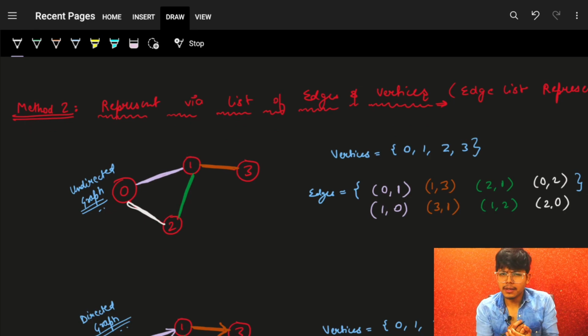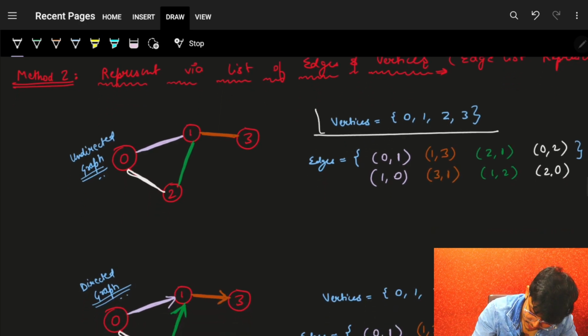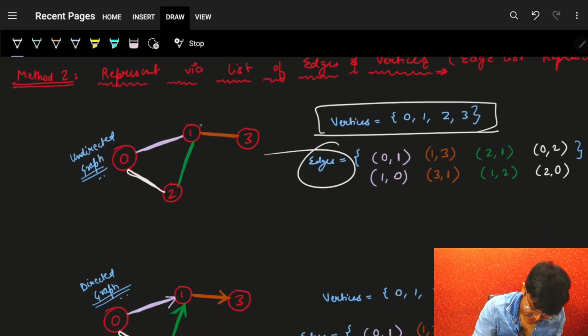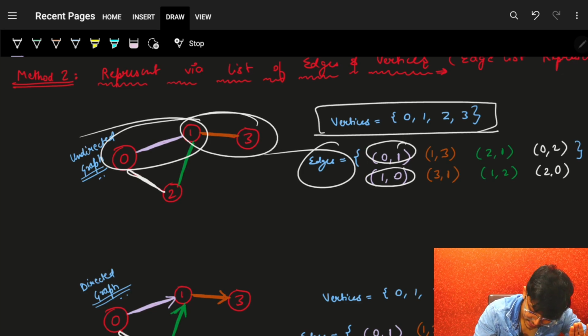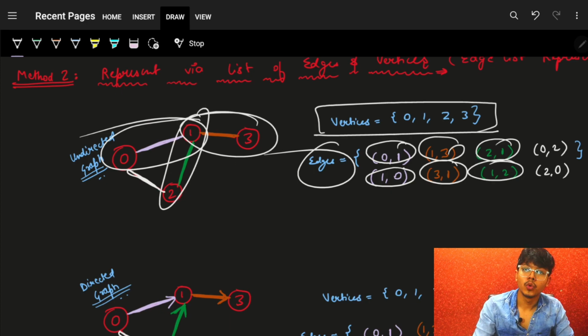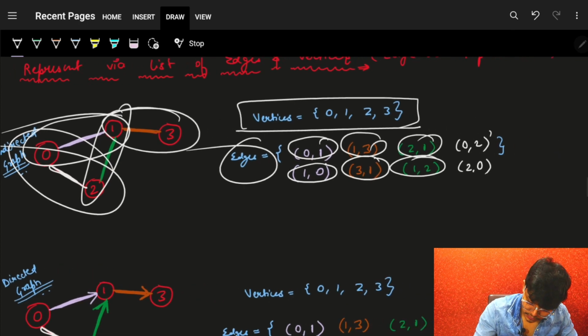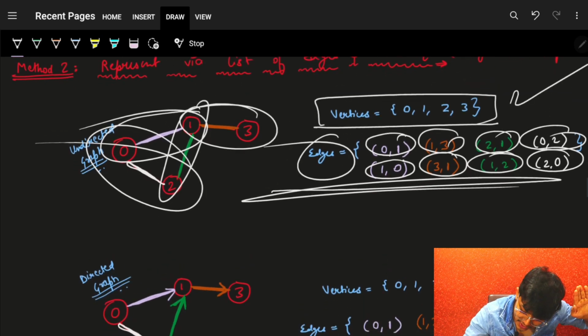Next, not so common, but usually you see in the programs how the input is being given to you. Not sure if it's a graph or not, but it will be given like this. Okay, you have the vertices, you have the edges. Edges, as you can see, between 0 and 1 you have an edge, so I just write 0 1 1 0. Between 1 and 3 I have an edge, I just write 1 3 3 1. Between 1 and 2 I have an edge, so 2 1 1 2. Between 0 and 2 I have an edge, so 0 2 2 0. Thus I can easily represent my graph by these vertices and these edges.